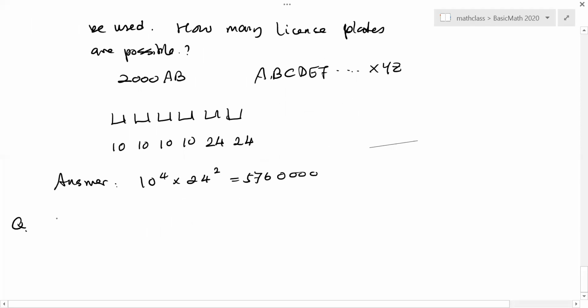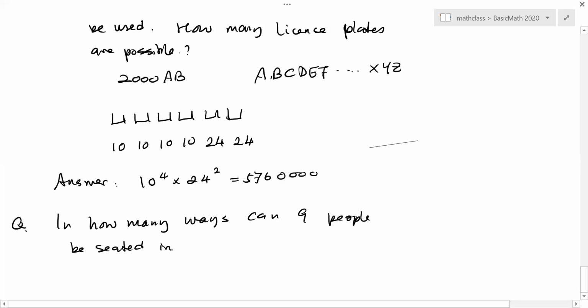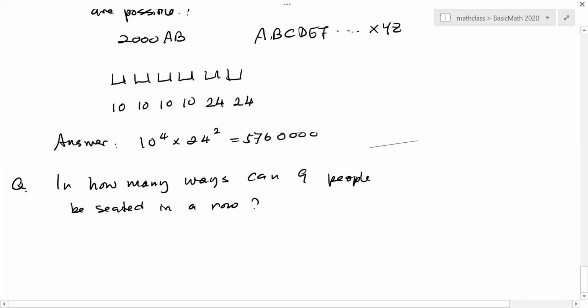Okay. Another question is simple. In how many ways can 9 people sit in a row, be seated? Well, that's easy, right? Yeah, 9 factorial.